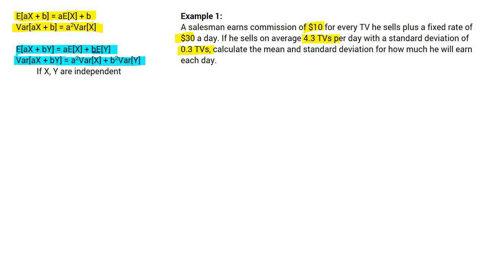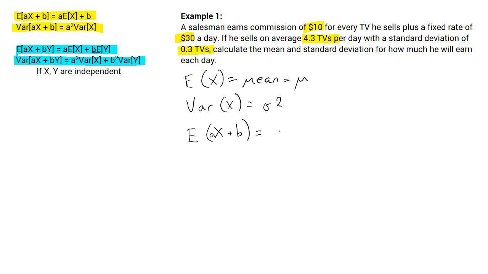Now, we remember that the expected value of x is the same as the mean, which we use the symbol of mu for, and the variance of x is the same as the standard deviation squared. So, let's have a look at what we put into this formula. We've got a formula of the expected value of ax plus b is equal to a times the expected value of x plus b. So this is kind of just common sense.